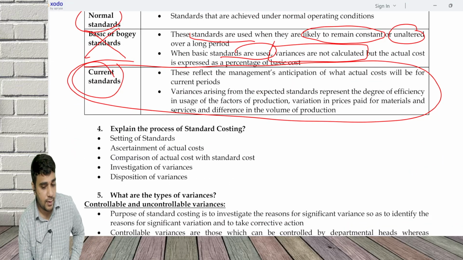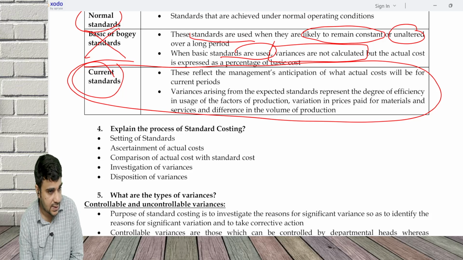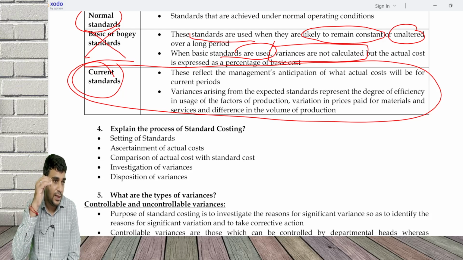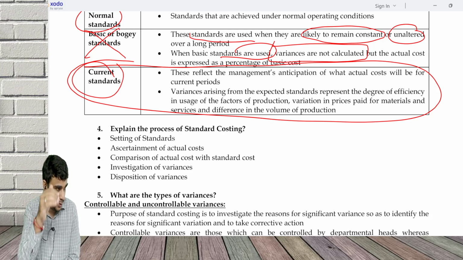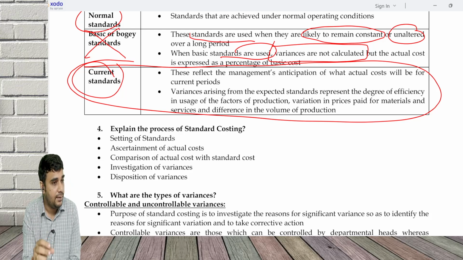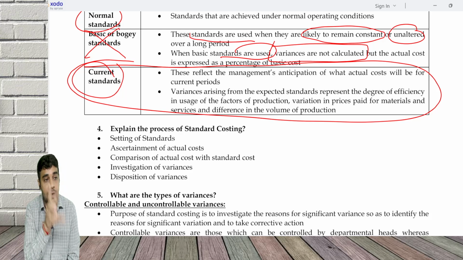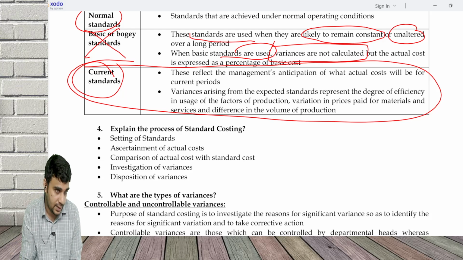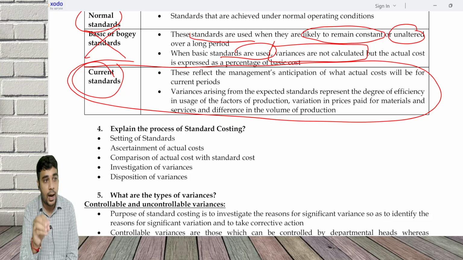Process of standard costing, I think self-explanatory, but still we'll write a note. First you set the standard, that is you decide your plan, see what is happening in the actual, compare them, calculate variances, find out the reason. Once you investigate, you'll find out the disposition of variances, whether it's a controllable variance or an uncontrollable variance. For example, what happened last week was an uncontrollable variance for us.